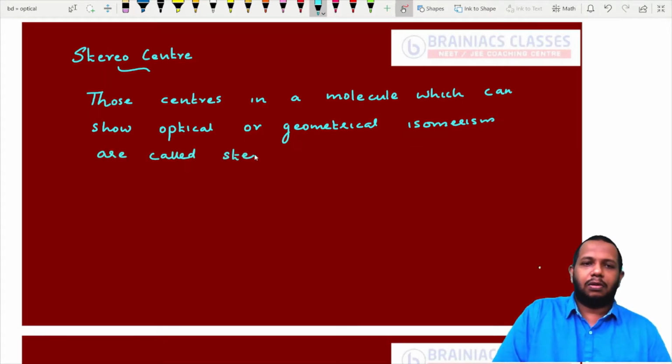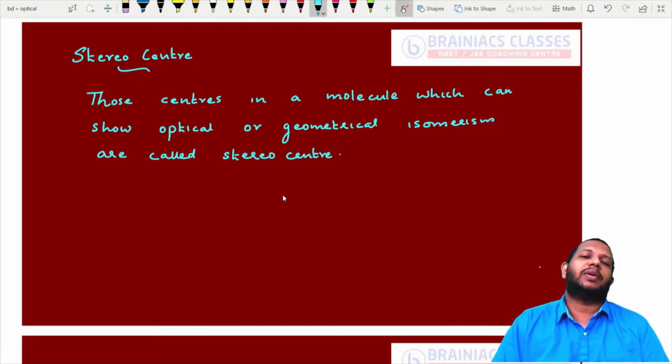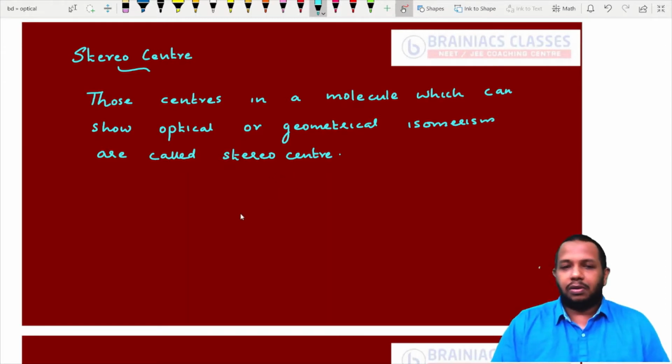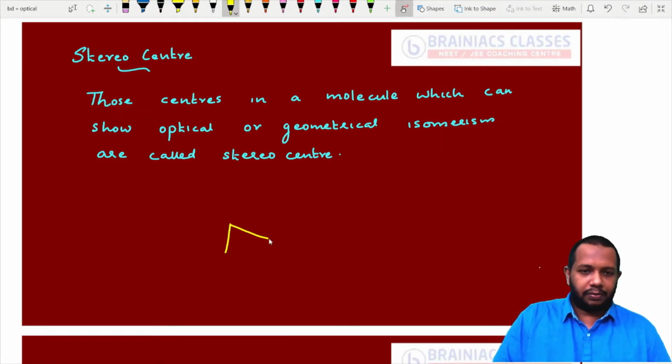Those are called stereocenters, because from the term itself you will understand. Stereochemistry or stereoisomerism includes both optical and geometrical isomerism. So here we can say if you look at a carbon atom, and that carbon atom is able to show either optical or geometrical isomerism, then we call that carbon atom a stereocenter. One good example I can give you. Listen here. Look at this compound.